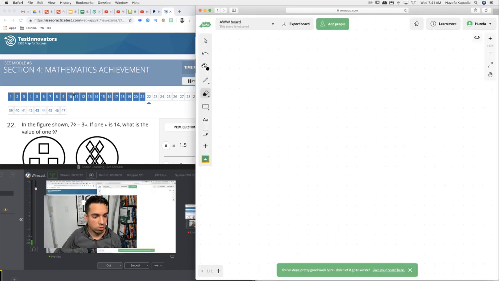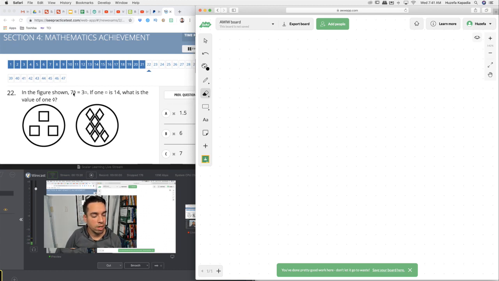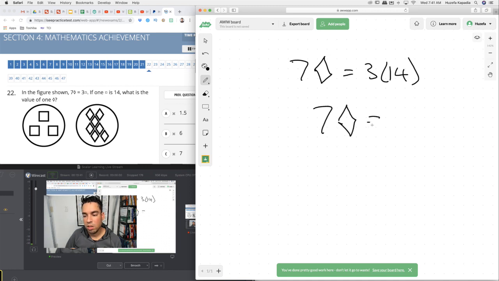Next, in the figure shown, 7 diamonds equals 3 squares. If 1 square is 14, what is the value of 1 diamond? 7 diamonds equals 3 times 14. So 7 diamonds equals 42. So 1 diamond has to equal 6, because we just divide both sides by 7. It's basic algebra, so one of these is 6. 6, 6, 6, 6, 6, 6, 6, and that's 42.